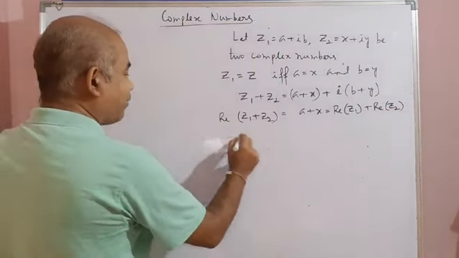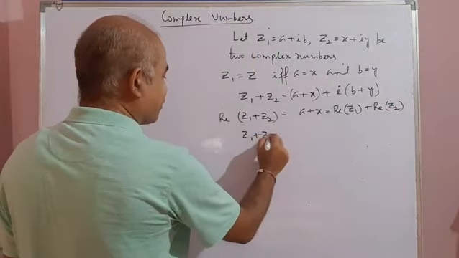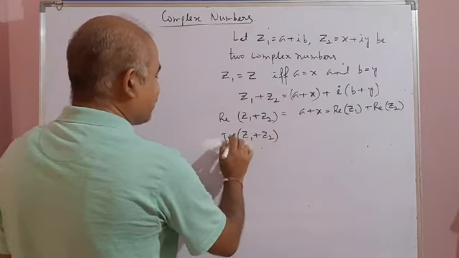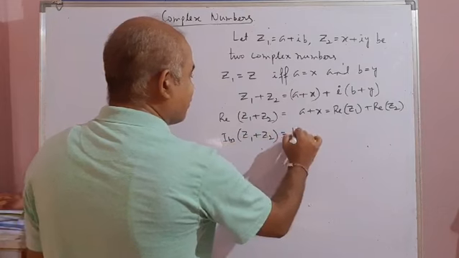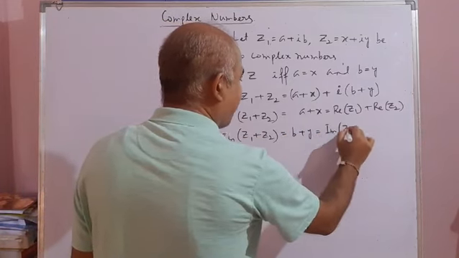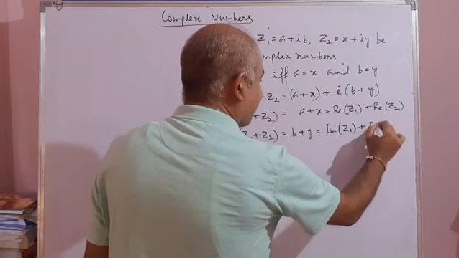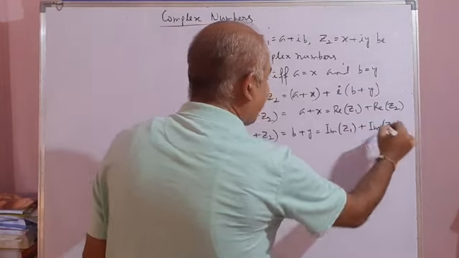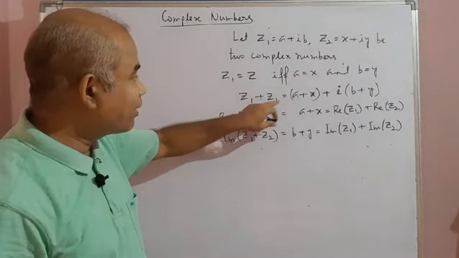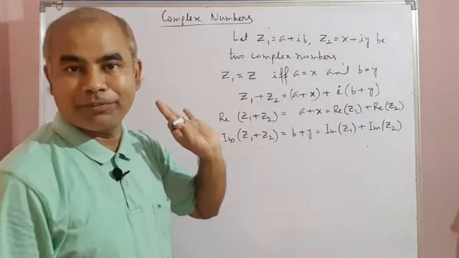In the sum of Z1 and Z2, that means in Z1 plus Z2, what is the imaginary part? It is B plus Y, where B is the imaginary part of Z1 and Y is the imaginary part of Z2. And the sum of two complex numbers is again a complex number.